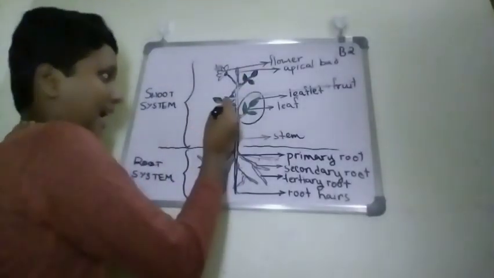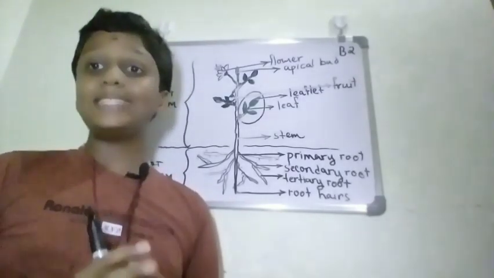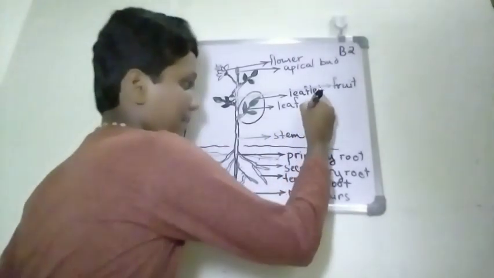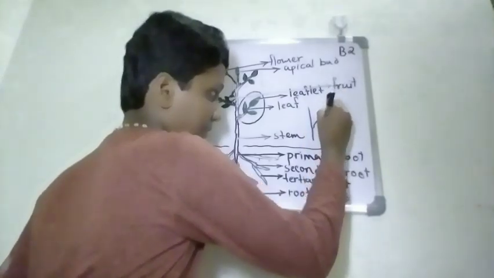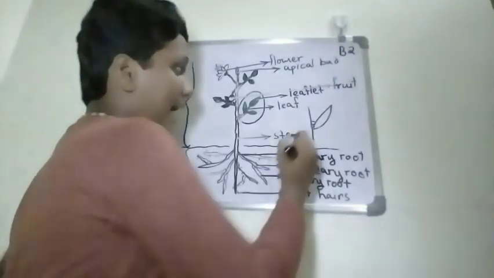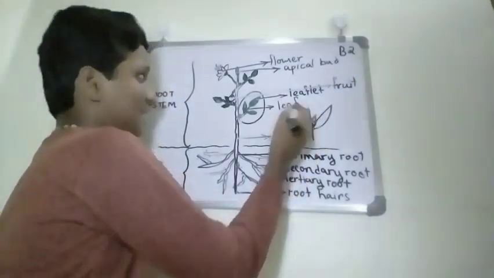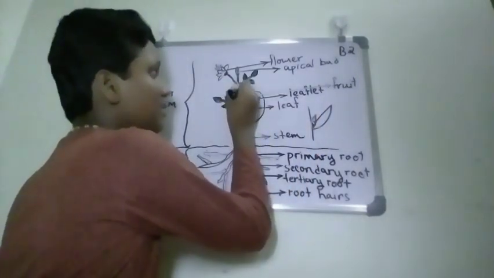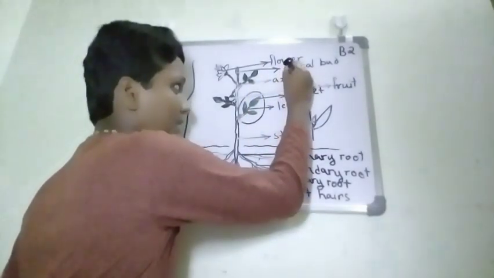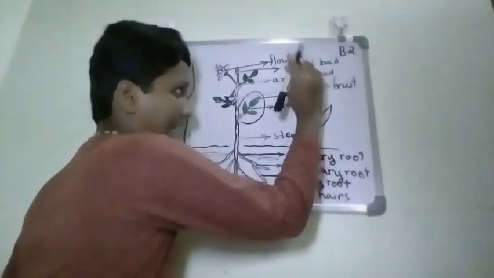And next we have the axillary bud. The axillary bud is found in leaf axils, the angle formed by the leaf. For example, this is the stem and this is the leaf. Then this angle formed by the leaf will be the axil, and there will be a bud in the axil. This is the axillary bud. For example, this one is an axillary bud.